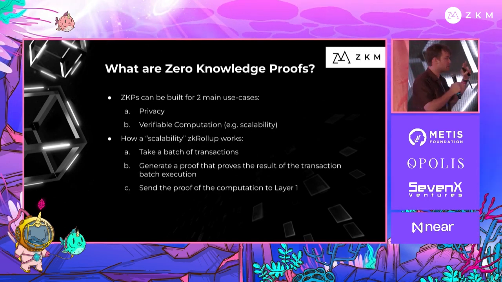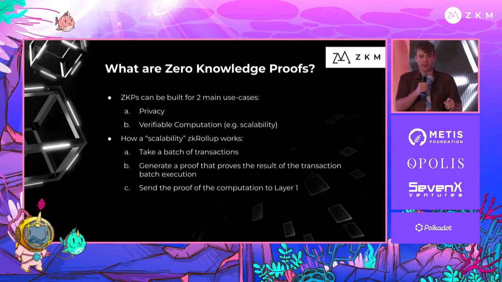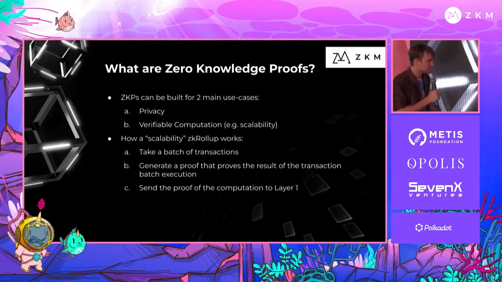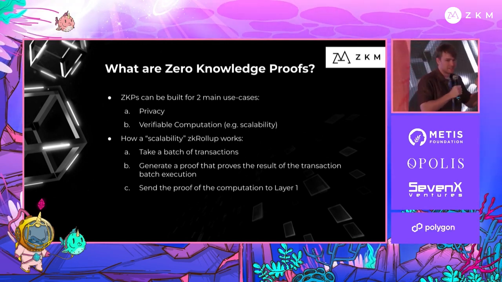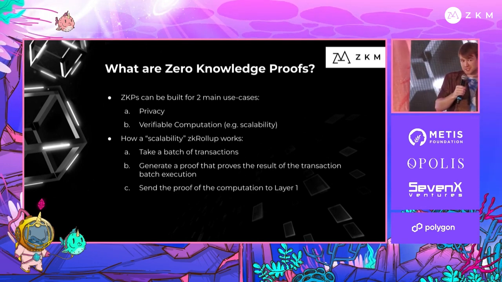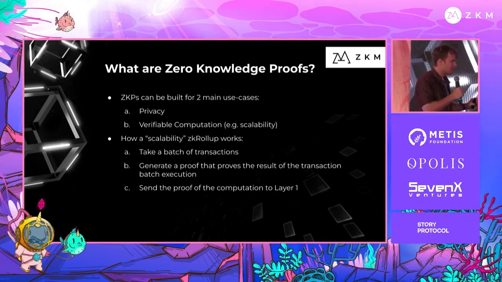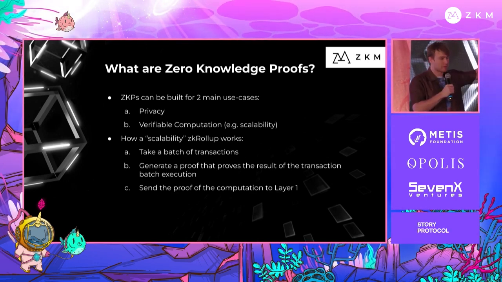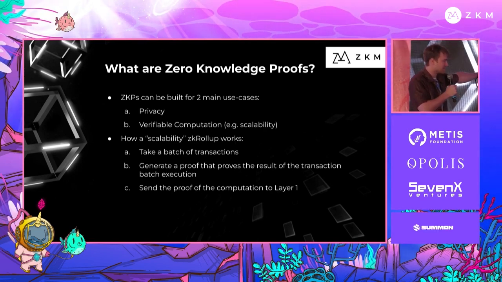ZK proofs have been built for 2 main use cases, privacy and verifiable computation. We're using ZKM for verifiable computation, but it can be used potentially for privacy as well. Right now in this example, we're focused on the verifiable computation.